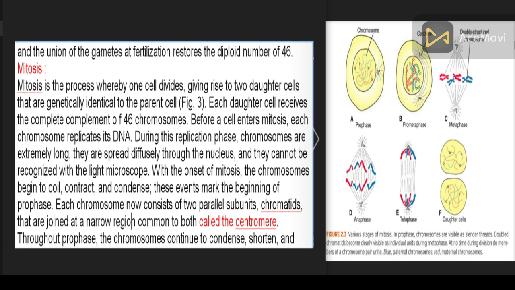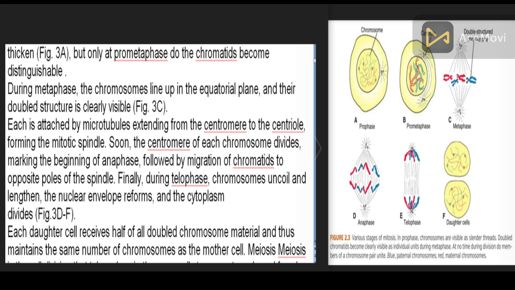These events mark the beginning of prophase. Each chromosome now consists of 2 parallel subunits, chromatids, that are joined at a narrow region common to both called the centromere. Throughout prophase, the chromosomes continue to condense, shorten, and thicken, Fig. 3a, but only at prometaphase do the chromatids become distinguishable. During metaphase, the chromosomes line up in the equatorial plane, and their doubled structure is clearly visible, Fig. 3c. Each is attached by microtubules extending from the centromere to the centriole, forming the mitotic spindle.